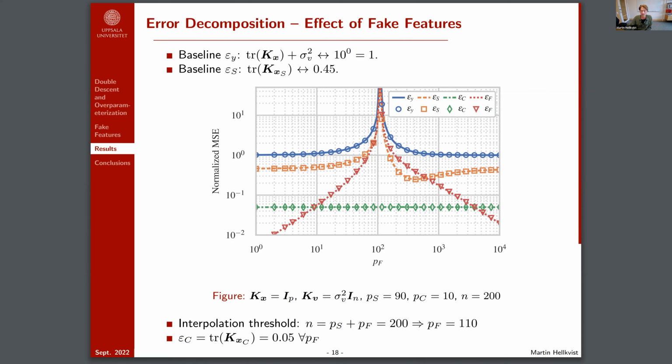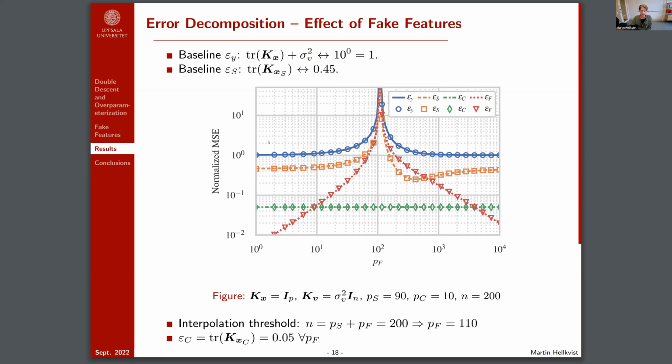So here we have, in these plots I will show you, we fix the number of training samples and observed features PS, and we only vary the number of fake features. So on the plots, we will have PF, the number of fake features, on the x-axis. So in this setting, we have fixed the number of training samples n to 200. We have 90 included features PS and 10 features that are missing PC. So you see the number of fake features on the x-axis.